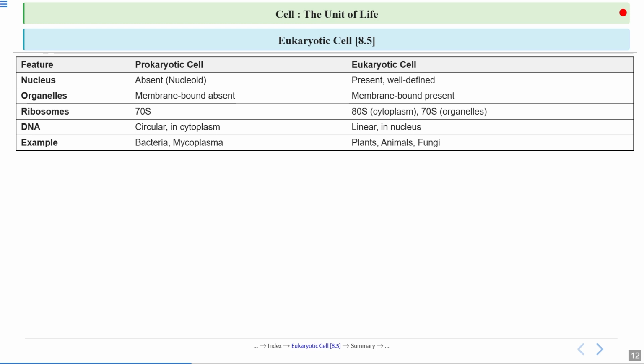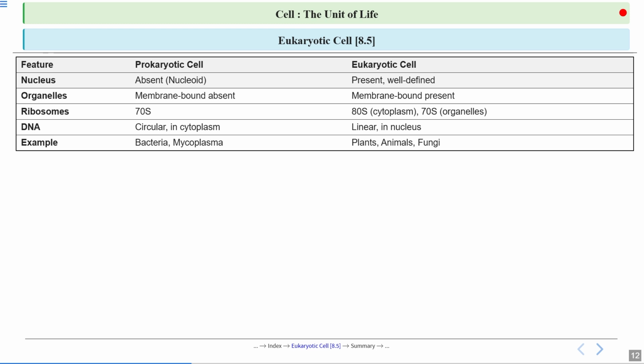The first difference is in nucleus. So prokaryotic cells lack a true nucleus. Instead of a nucleus, they have a nucleoid. So nucleoid is a region where the genetic material is present. Genetic material is freely floating in the prokaryotic cell. The eukaryotic cell, they have a true nucleus, okay, which is surrounded by a nuclear envelope. And the genetic material is present within the nucleus.